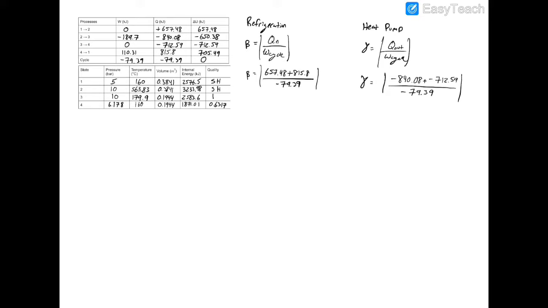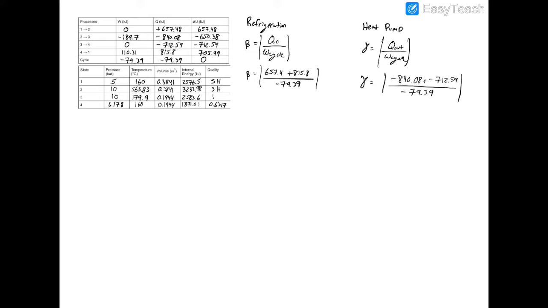So if the goal of this process is to actually refrigerate the target system, then we're going to be having a refrigeration cycle, and if the target here is supposed to just maintain at a certain temperature, then we have a heat pump cycle. So to find the coefficient of performance of a refrigeration cycle, you're just going to have the total heat entering the system divided by the cycle work of the system.